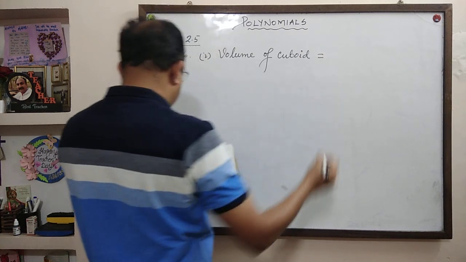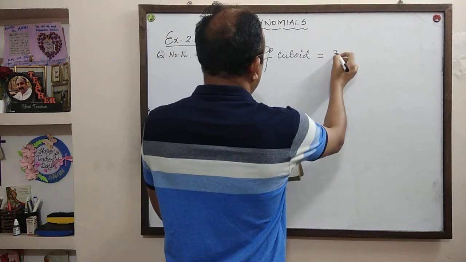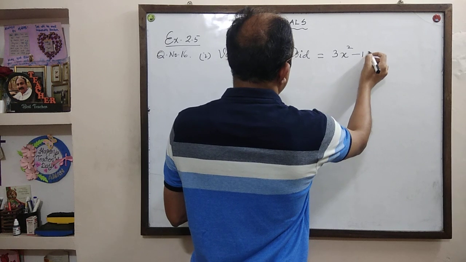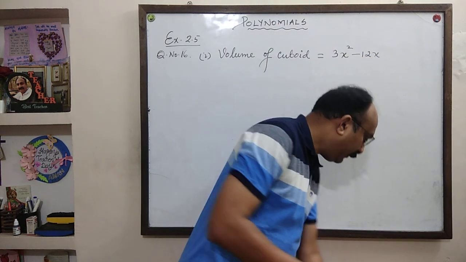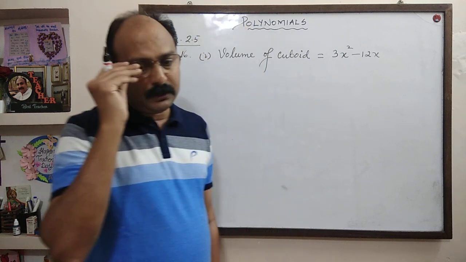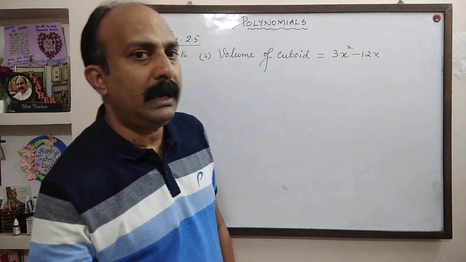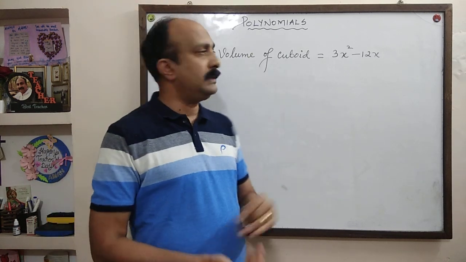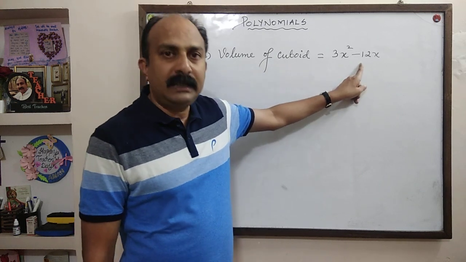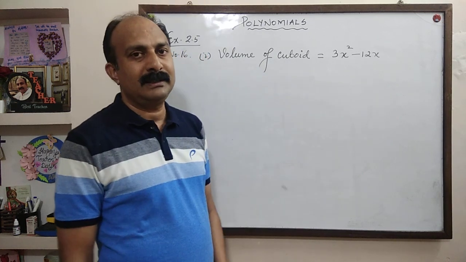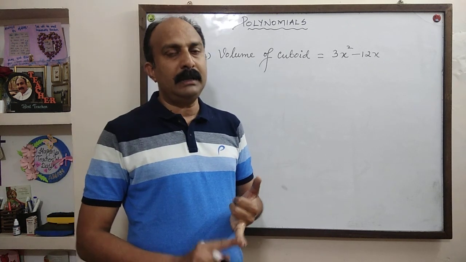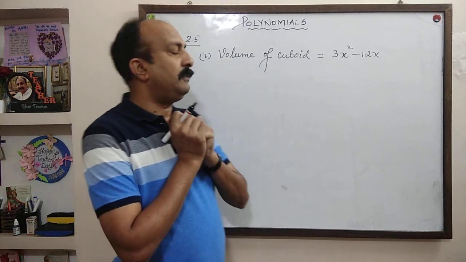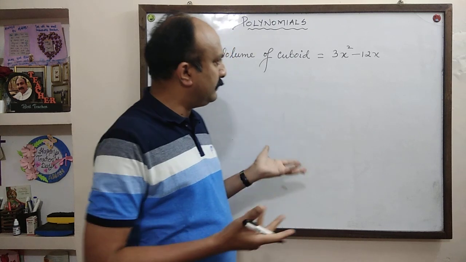The volume of a cuboid is given as 3x square minus 12x. What is the volume of a cuboid? Volume of a cuboid is length into breadth into height, L into B into H. So in the same way that we did in the previous question, this time we have to factorize it into three factors. One will be length, second will be breadth, and third will be the height. Simple. 3x square minus 12x is to be factorized into three factors. It's a very simple question.